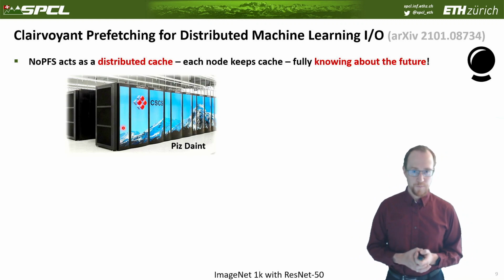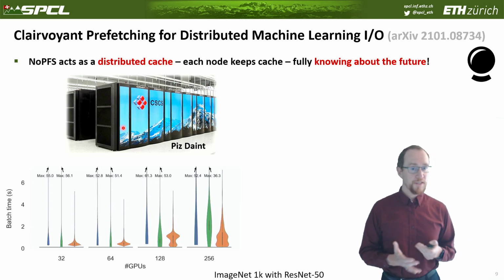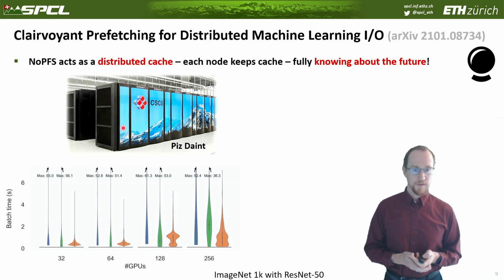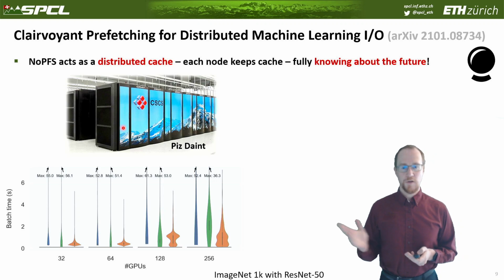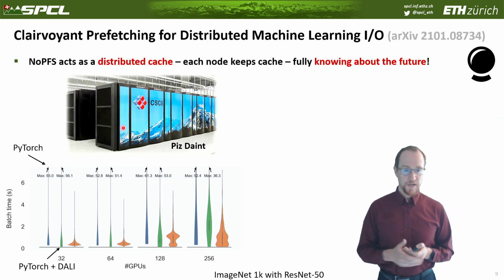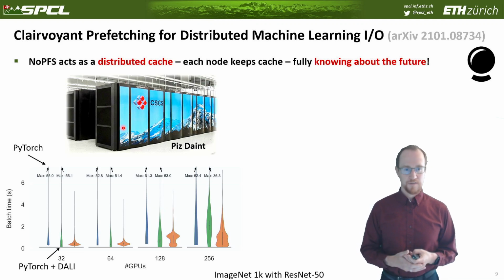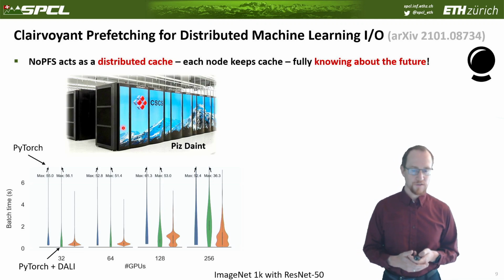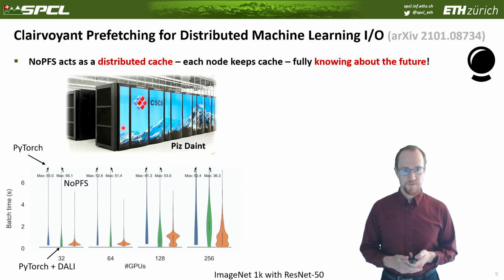We have done this. We have implemented this, and now run it on the Piz Daint supercomputer, which is a machine that was not designed for deep learning. So the file system is not optimal for executing these deep learning workloads. Now we are comparing 3 different implementations. One is PyTorch, one is PyTorch plus DALI. DALI is NVIDIA's loader for data. It makes it slightly faster, as you can see in these diagrams. And then our NoPFS.